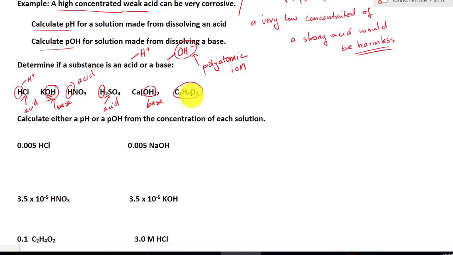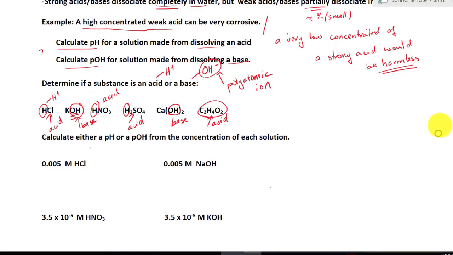So right away, we have to assume this must be an acid right there. And this is the acetic acid in vinegar. And the next task is we are going to calculate either a pH or pOH from the concentration of each solution. So remember, we talked about we had to calculate the pH if a solution is made from dissolving an acid, or we had to calculate the pOH if the solution is made from dissolving a base. So before you even do any calculation, you need to determine if this solution is made from an acid or a base.